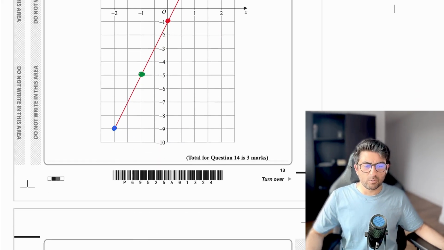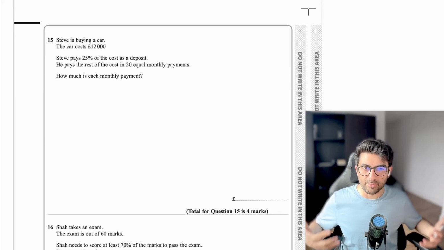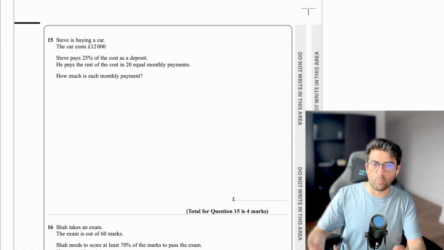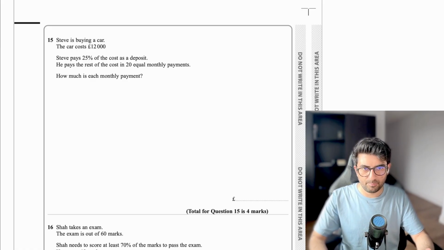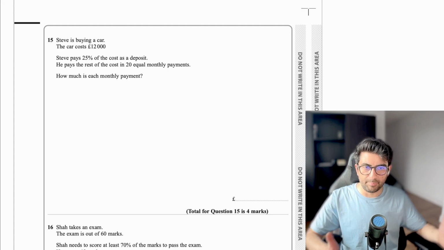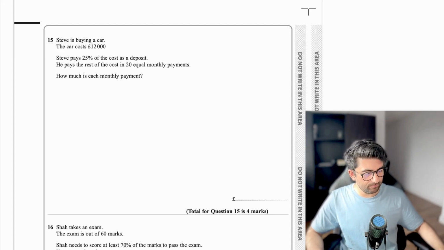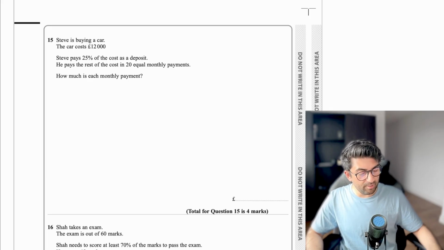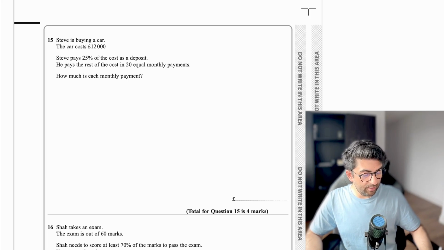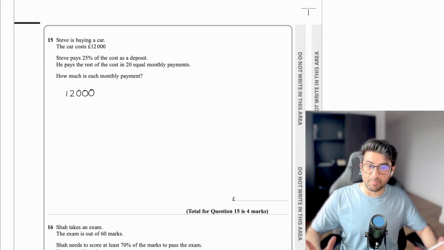Okay, next question. Steve is buying a car. The car costs £12,000. Steve pays 25% of the car as a deposit. He pays the rest of the cost in 20 equal monthly payments. We've got to work out how much each monthly payment is. So the price of the car is £12,000. I'll write that here. That's how much money he has to pay.